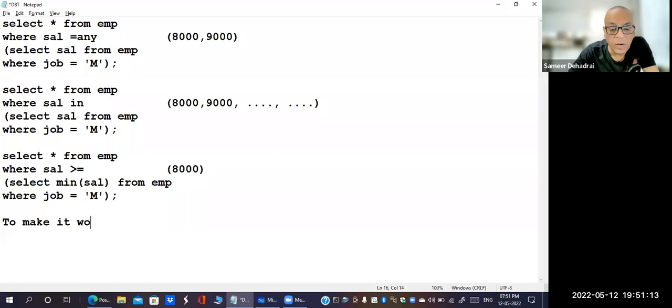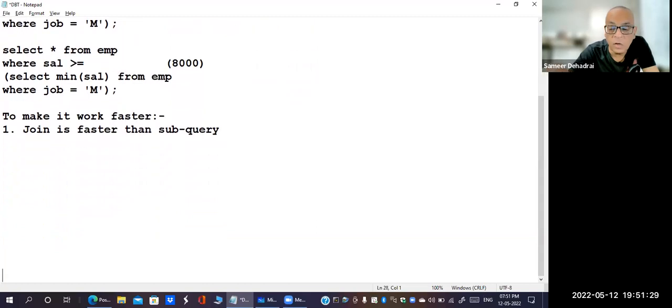So I will give you three guidelines to make it work faster. First priority, join is faster than subquery. So your first preference is to try to solve the problem using join.